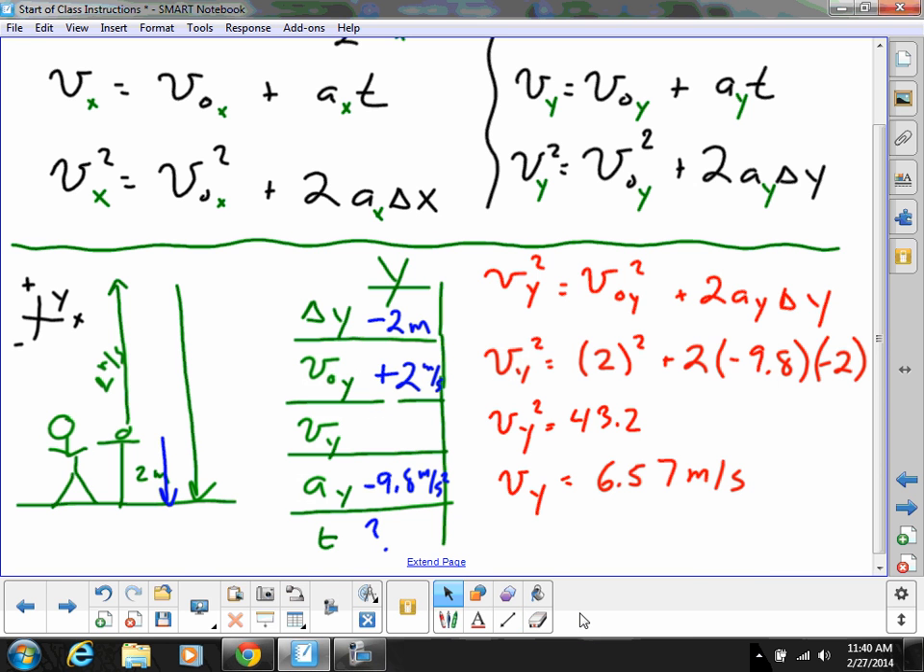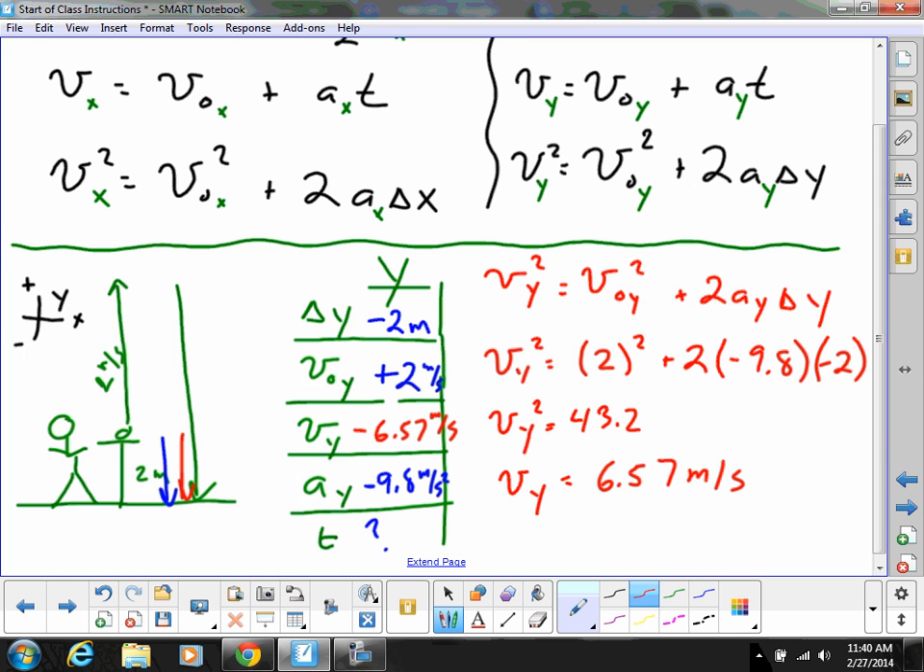So that's going to be this right here. Now, with that though, it is going to be negative 6.57 meters per second because it's moving down at this point. That's how fast it'll be going when it hits the ground.